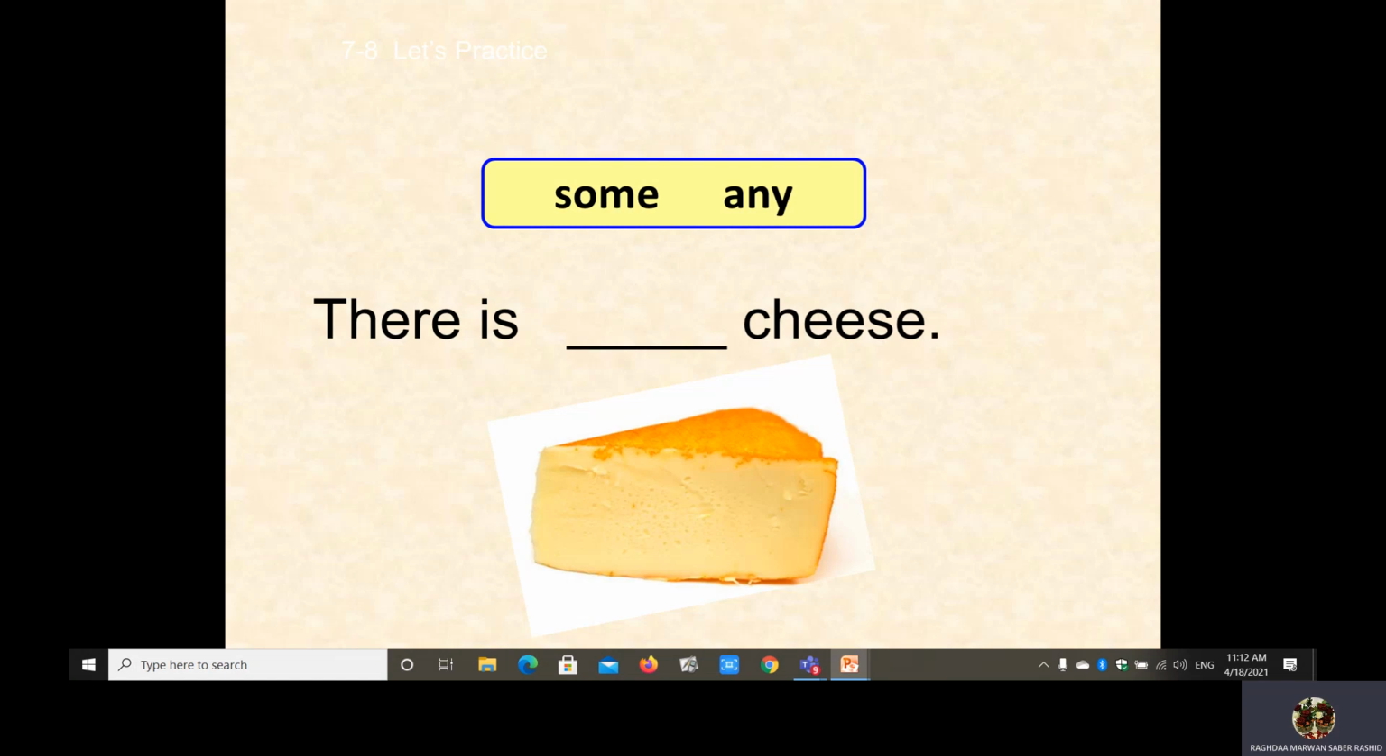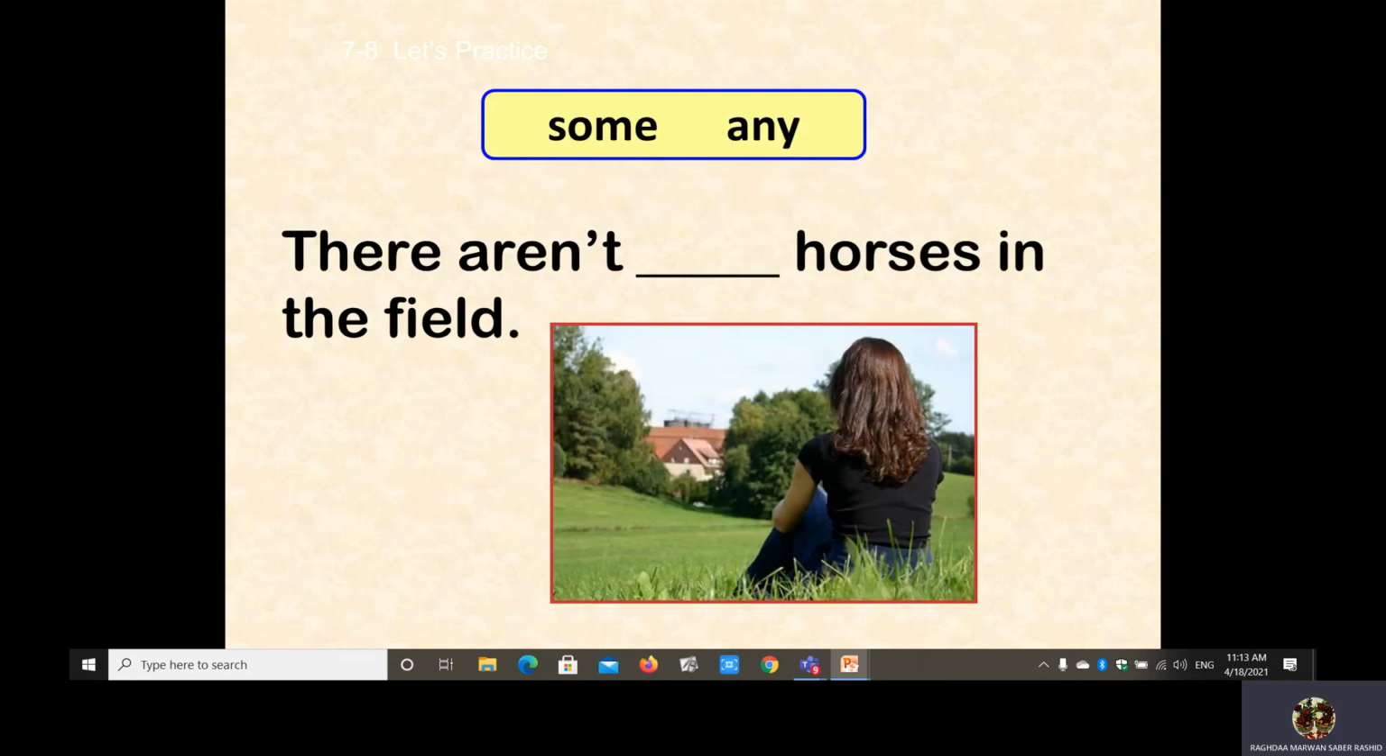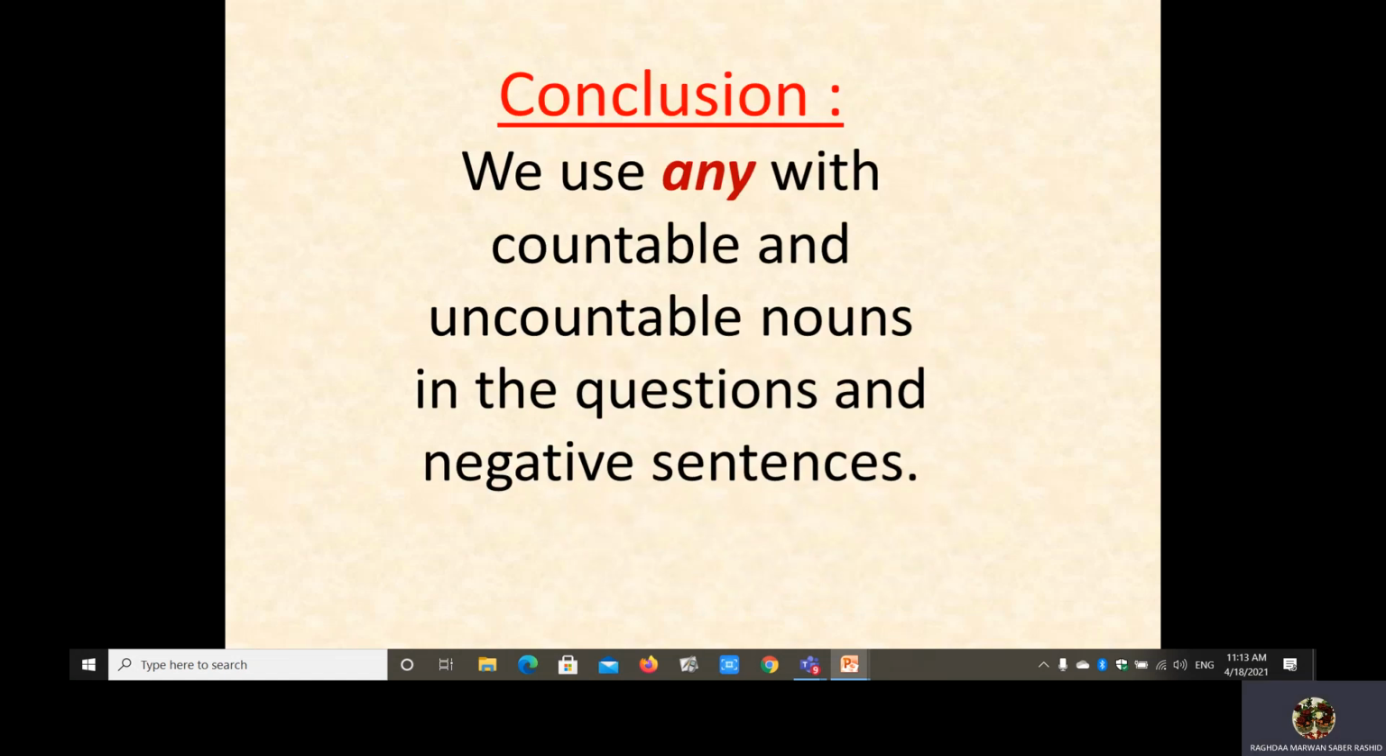There is some cheese. Affirmative, negative, or question? Of course, if it is affirmative, we use some. If it is question or negative, we use any. So we say there is some cheese because it's an affirmative sentence. There aren't any horses in the field. Negative sentence, so of course we use any.